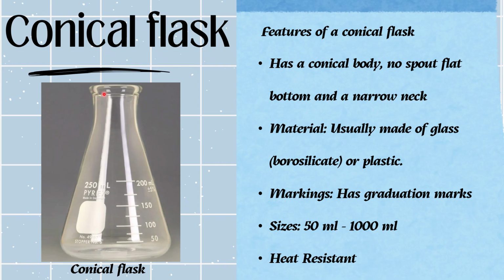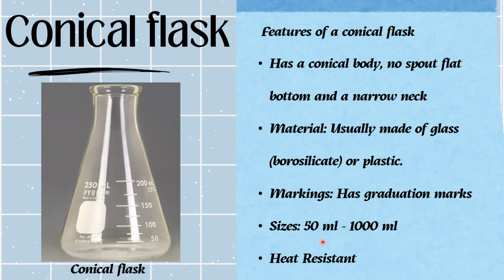Now, as you can see, it has a small narrow opening, but there is no spout. Hence, it is easy for mixing, and we can pour liquids through it. But yes, since it does not have a spout, it is a little difficult. A few drops of liquid may spill out, but not more. Now it also has graduations, as you can see, like the beaker. Hence we know the exact amount of liquid that we are adding into this conical flask.